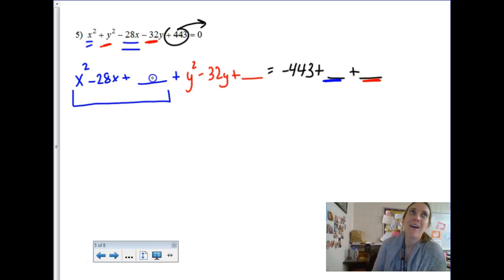Ew, 14 squared. 196, right? And then 32 cut in half is 16, squared is 256, we decided.